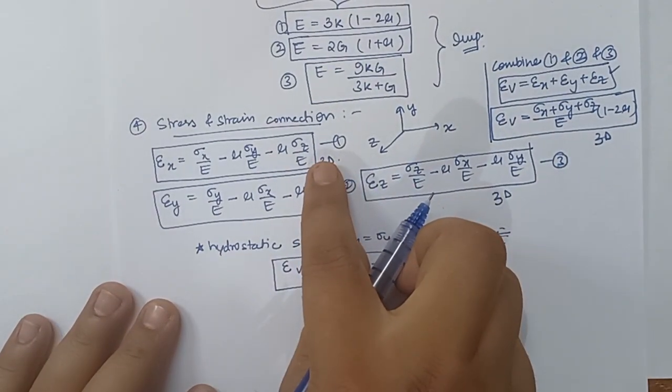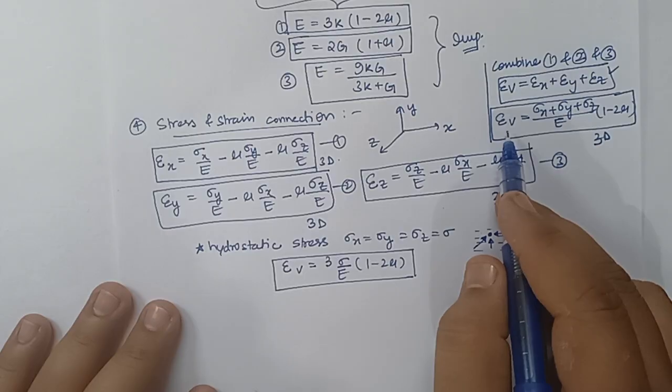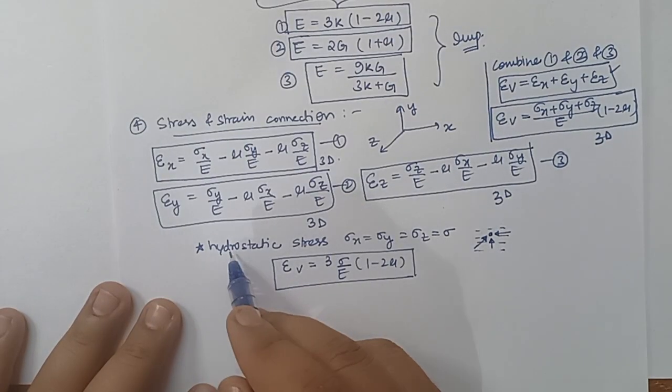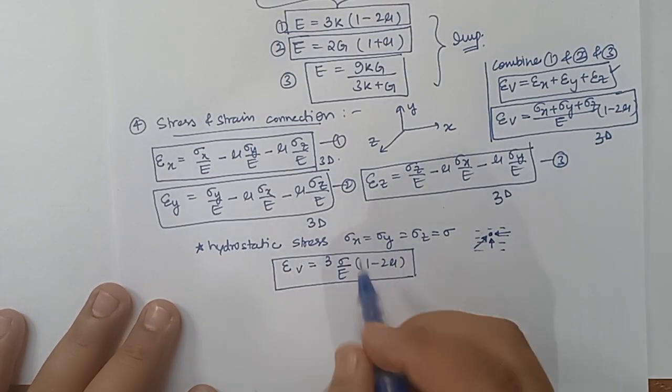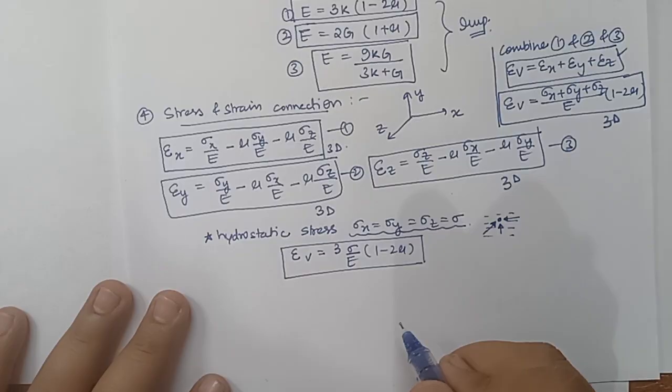Just if you remember epsilon x, epsilon y, epsilon z, then by combining all three, you will get epsilon v, the volumetric strain, and from the volumetric strain, if you want to go to the hydrostatic stress condition, then you will apply this condition. Sigma x, sigma y, sigma z will be equal to sigma. Clear?